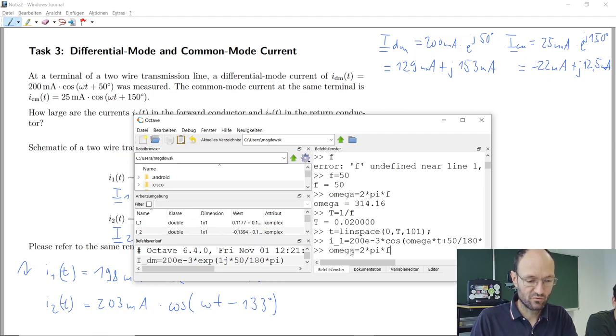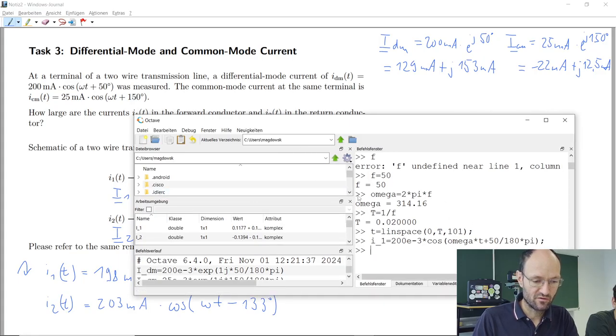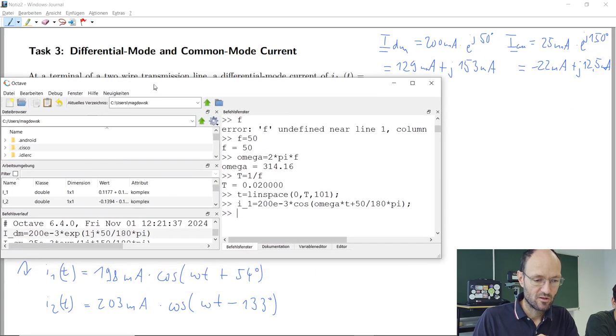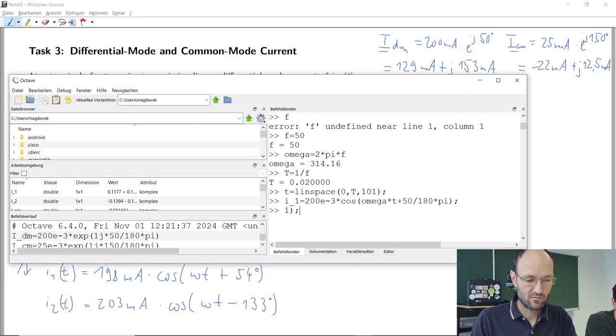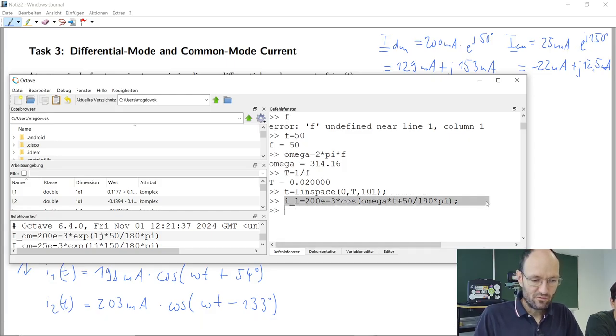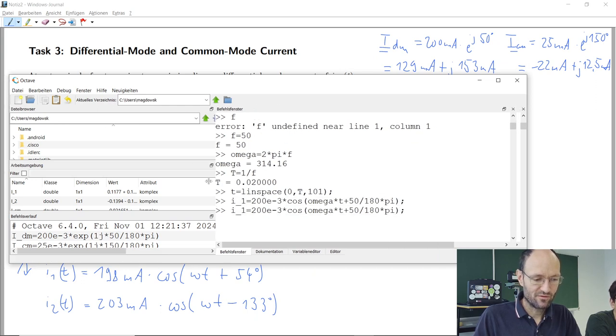I just want to repeat the last equation. Maybe there's not enough space here. My screen is too small. I know why some people prefer MATLAB instead of Octave. Sometimes it's better in the graphical user interface.